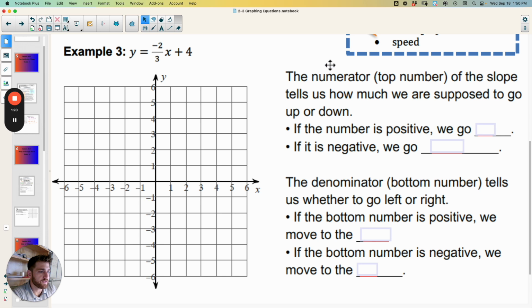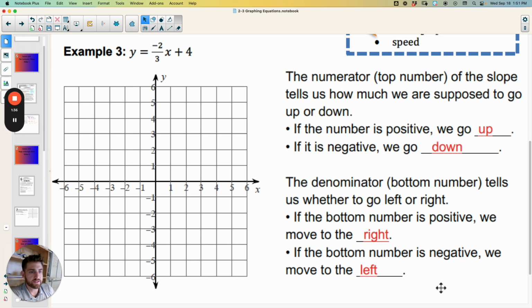Okay, so let's fill these in over here. The numerator, the top number of the slope, tells us how much we're supposed to go up or down. If the number is positive, we're going to go up. If it's negative, we go down. If the bottom number is positive, we're going to move to the right. If it's negative, we're going to move to the left.